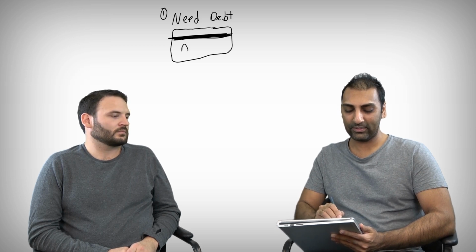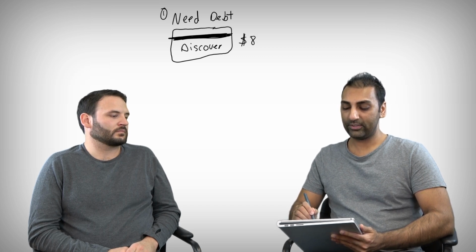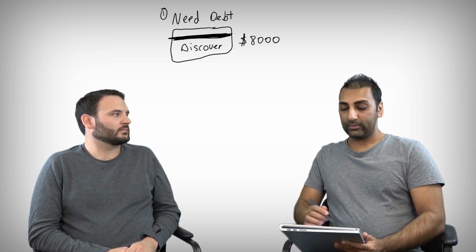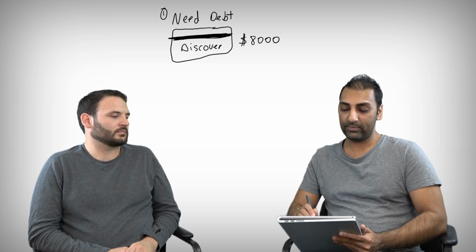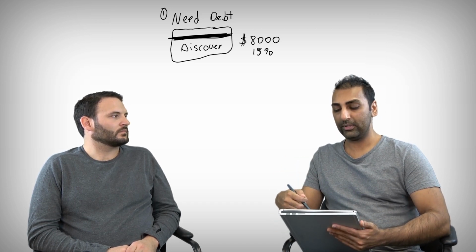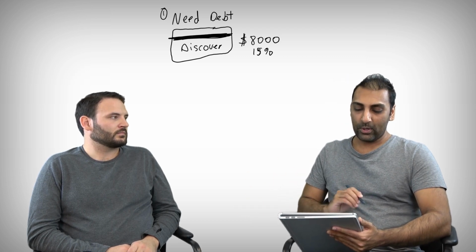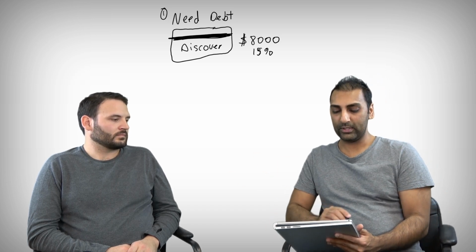But let's say I have a Discover card and it's got an $8,000 balance on it. So I owe $8,000 to Discover. And the goal is to pay this $8,000 off that I'm paying maybe 15% interest on, right? With a lower interest rate, and to be able to get out from underneath this 15%. That's the primary goal of a balance transfer. So let's go over some ways on how we could do that. What are some ways I would be able to do this?